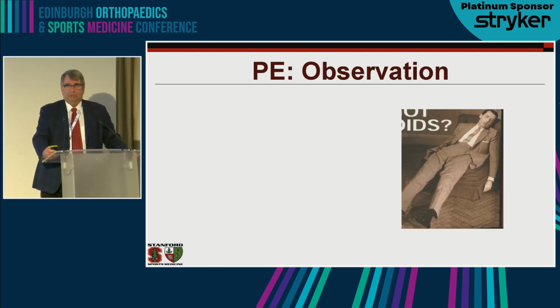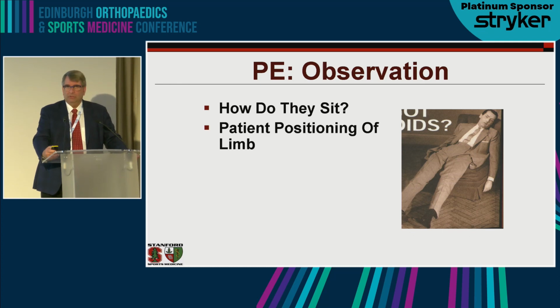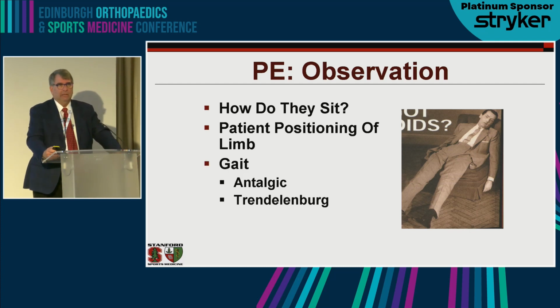The real key is the observation in the physical examination. You can start off by how did they sit? Are they slouching in their chair because they don't want to sit with their hips flexed 90 degrees or more? What is the positioning of their leg? Sometimes they're sitting on one buttock and not the other. If they have piriformis syndrome, you see that frequently.